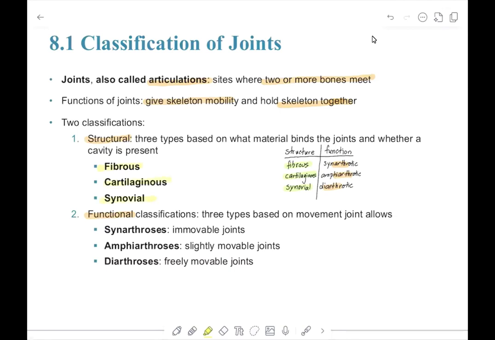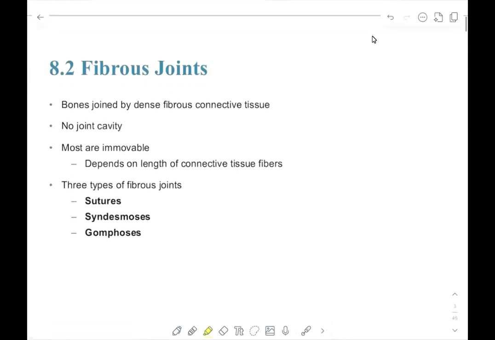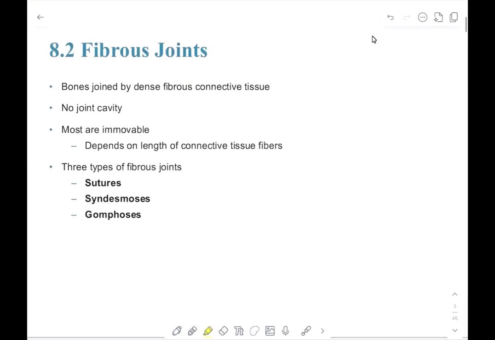cartilaginous, and synovial. Also, these functional classifications are going to refer to the types of movements that are allowed at that joint. So there would be synarthroses, which are immovable joints, amphiarthroses, which are slightly movable, and diarthroses, which are freely movable joints. So we're going to first go into the fibrous joints, and then we'll work our way up to the synovial joints.